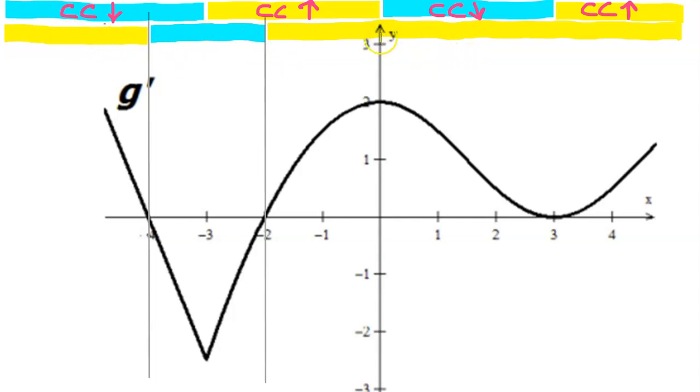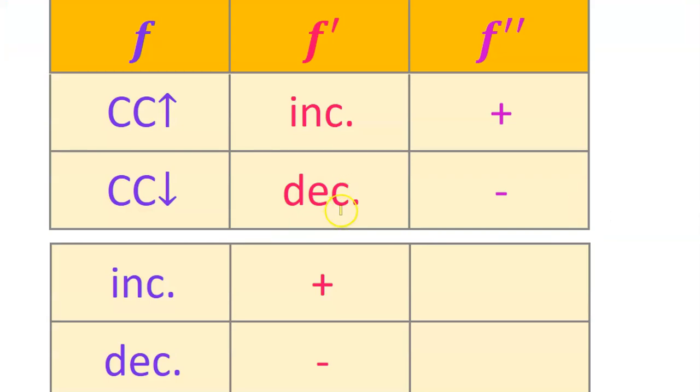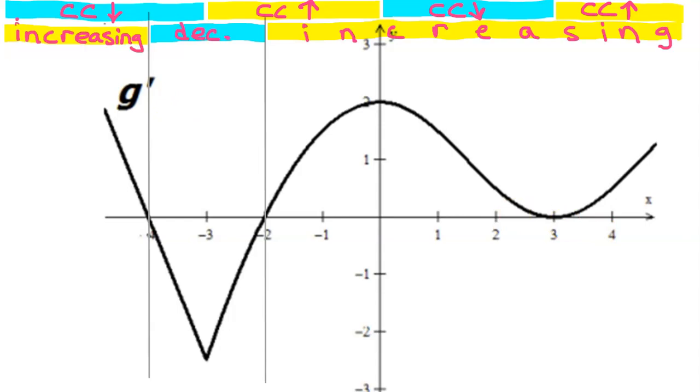So how will I label these in terms of what's going on for the original function g? Remember, if g prime is positive, then g will be increasing. If g prime is negative, g will be decreasing. So I'm going to label those intervals as increasing or decreasing for the original function. The original function g should be increasing in the first interval, decreasing in the second, and then increasing for the rest of the way.